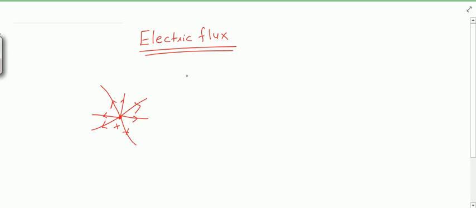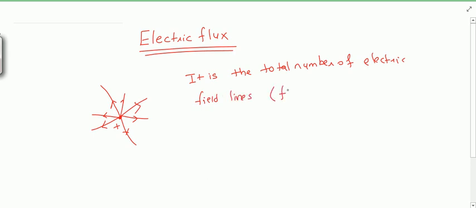Electric flux, if I define it, is the total number of electric field lines, or you can say flux lines. Flux basically means something which is flowing. So whatever the number of electric field lines coming out from this charge will give you the electric flux.